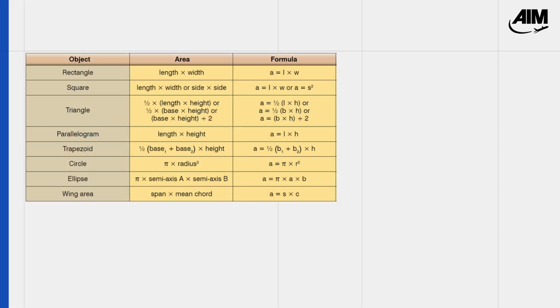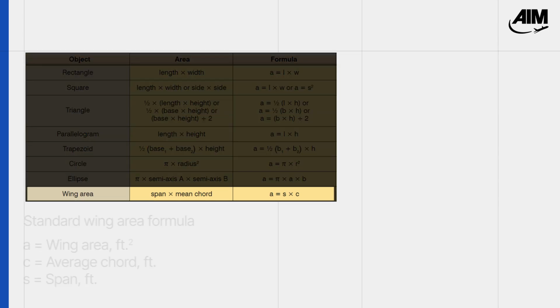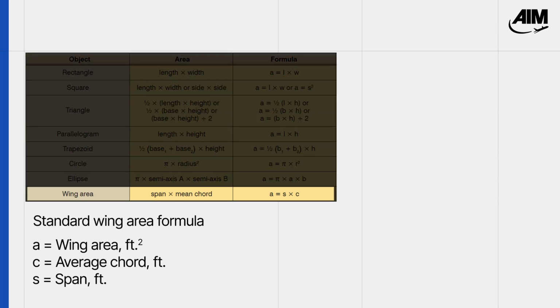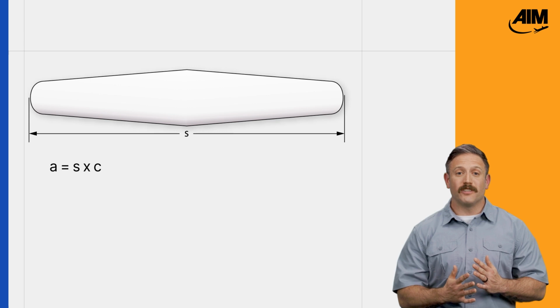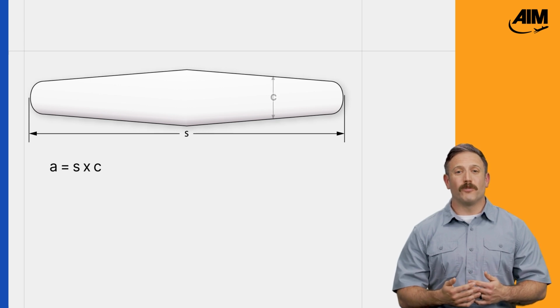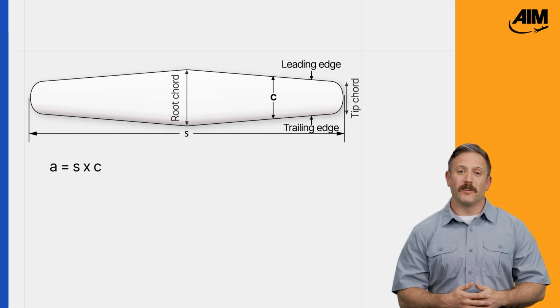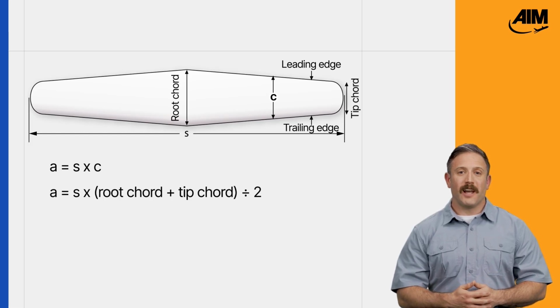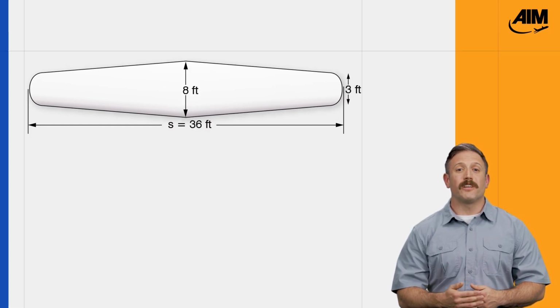For rectangular or slightly tapered wings, there's a straightforward formula. Area equals wingspan times average chord. Wingspan is the distance from wingtip to wingtip. Average chord is the wing's average width from leading to trailing edge, typically calculated by averaging the root and tip chord. Let's work through an example.